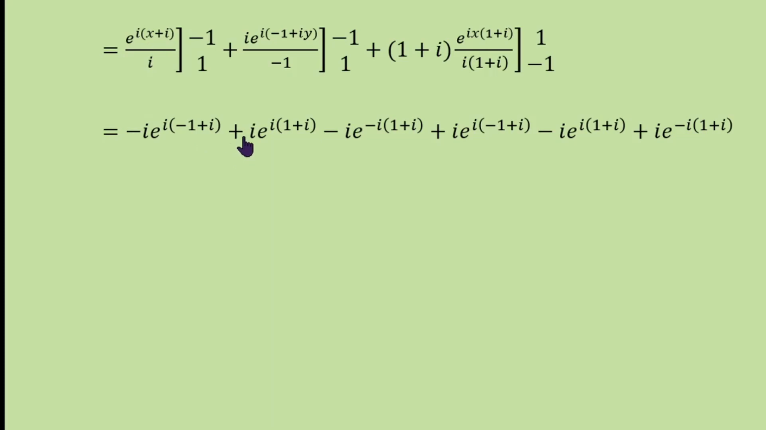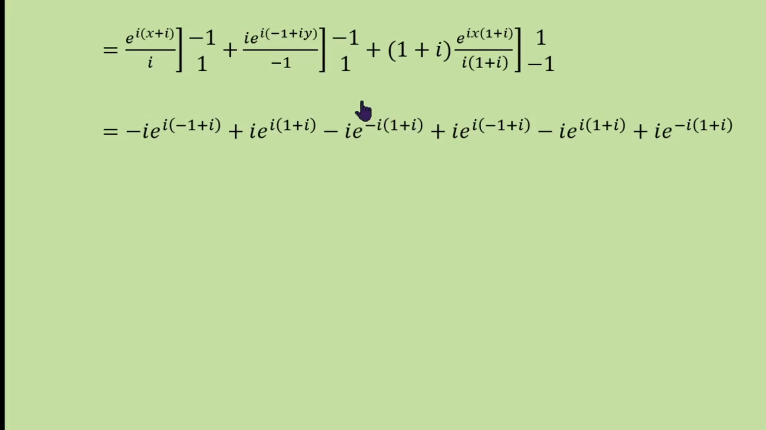So upper limit minus lower limit. Lower limit value is e power i into 1 plus i divided by i, that is 1 by i is minus i, therefore lower limit minus, so it becomes plus i into e power i into 1 plus i. Here upper limit of y is minus 1, therefore it is minus, this minus i into e power i into minus 1 plus minus i. Take minus outside, 1 plus i. Minus 1 minus i is nothing but minus of 1 plus i.